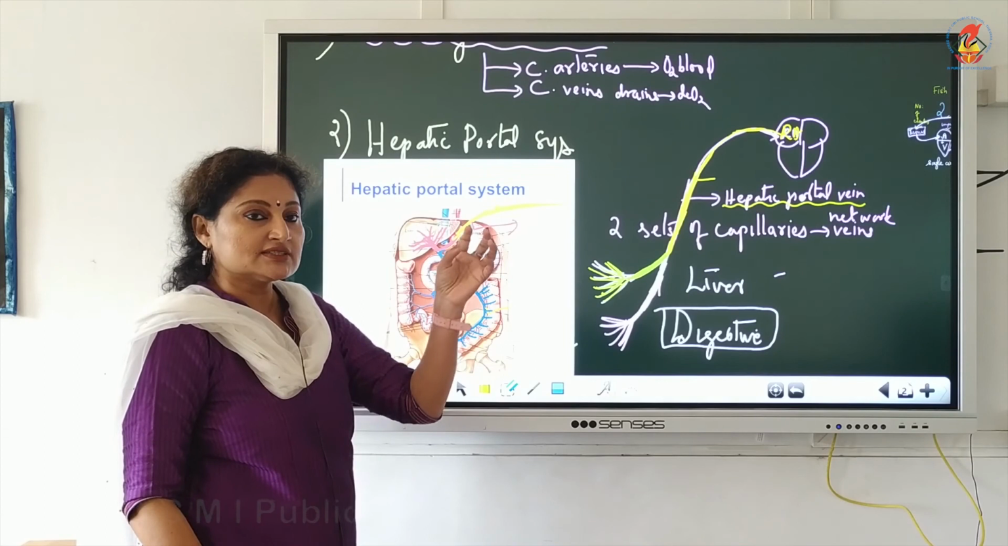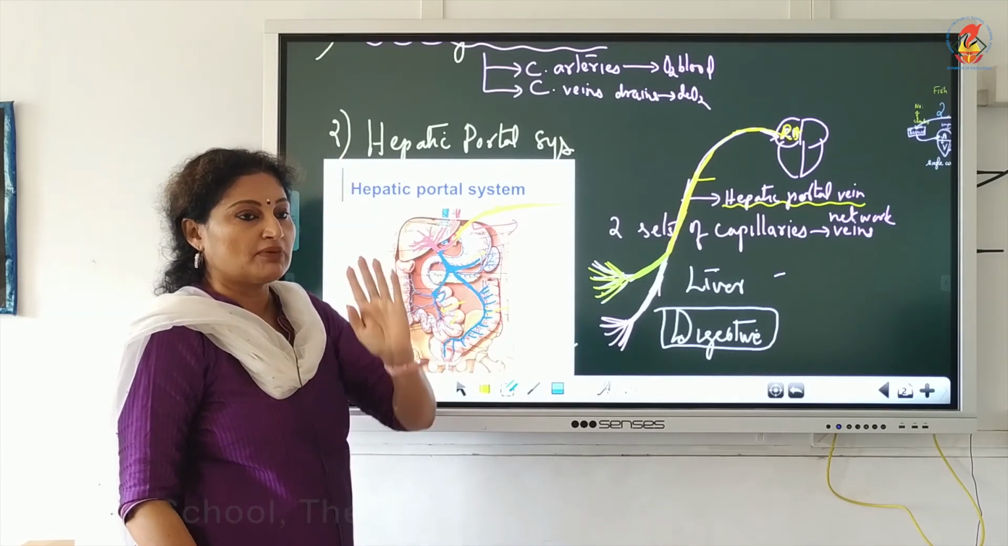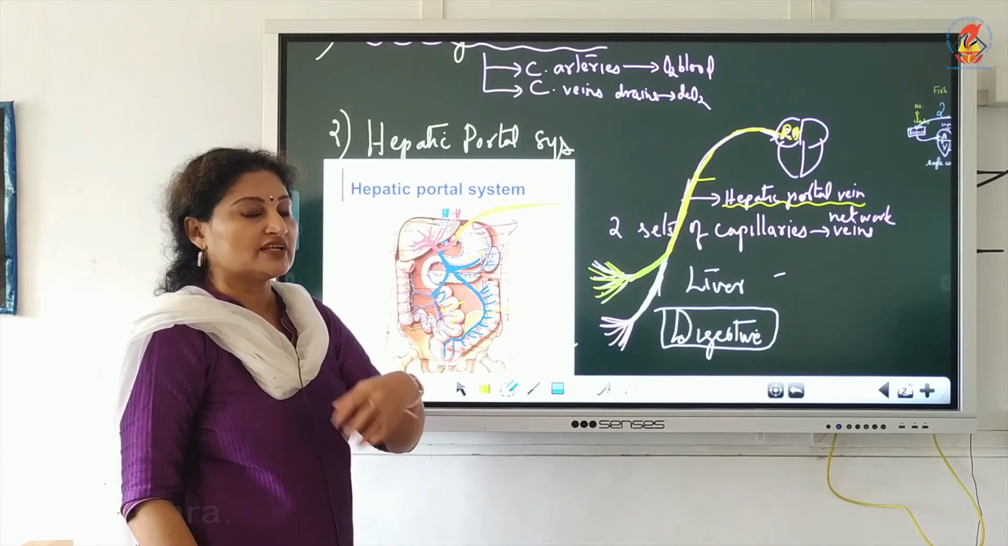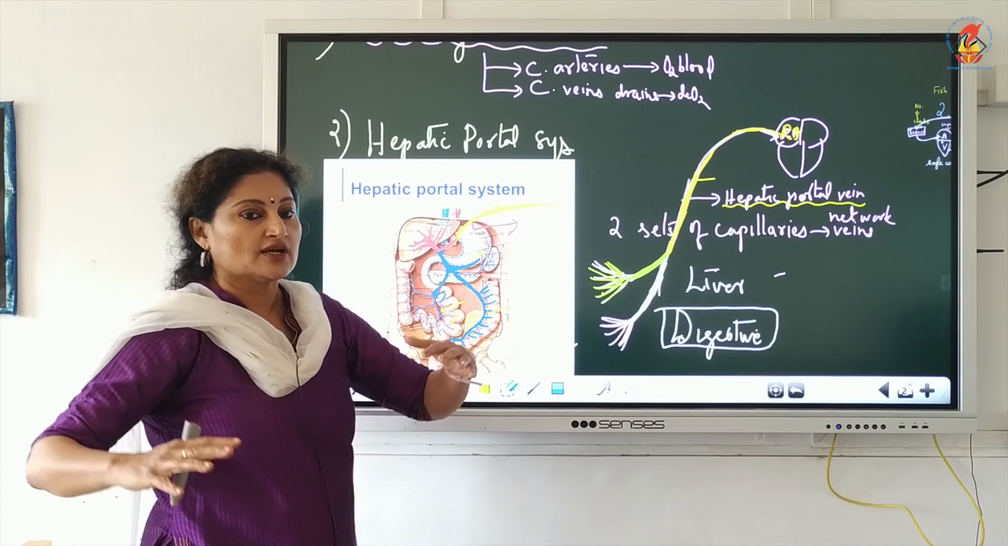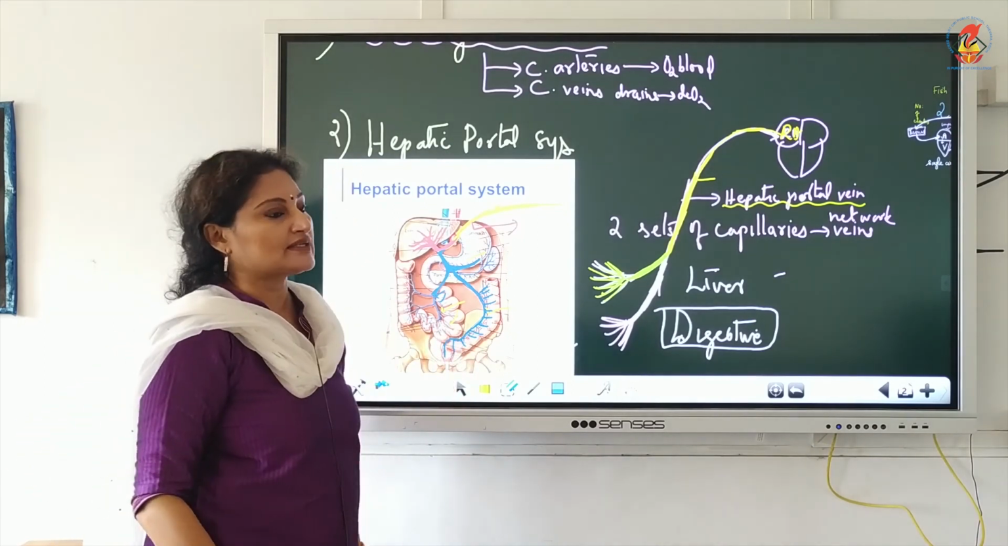From the liver there is a network of capillaries draining out the blood, all related to veins, and there is a network of capillaries draining from the different parts of the digestive tract. The two networks unite to form a common vein called the hepatic portal vein.